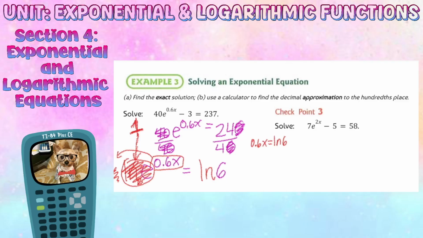Now something else I like to do is when I have a decimal like 0.6, which is 6/10, I tend to change it into a fraction. So I'm going to write it as 3/5 x equals natural log of 6. And the last thing to get x alone is I'm going to multiply both sides by 5/3, the reciprocal, because that ensures that the x is totally isolated. So x equals 5 over 3 times natural log of 6. This is actually the same as x equals 5 natural log 6 over 3.